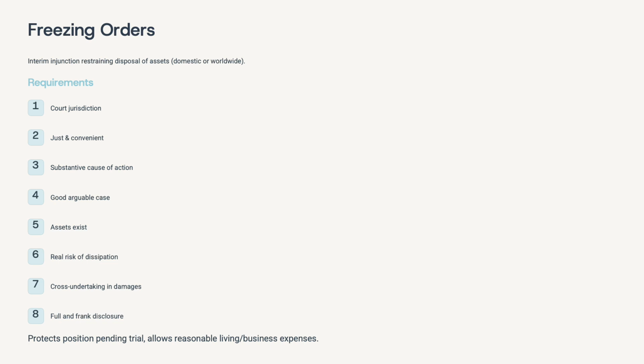Then we got freezing orders, or Mareva injunctions. For the fancy legal type, they prevent the other party from spending or moving assets. Requirements are strict: jurisdiction, just and convenient, good arguable case, assets exist, real risk of dissipation of assets, cross undertaking in damages. If you are wrong, you will pay the damages. And then you need to have full disclosure. When all these conditions are met, at that point you can ask for a freezing order.